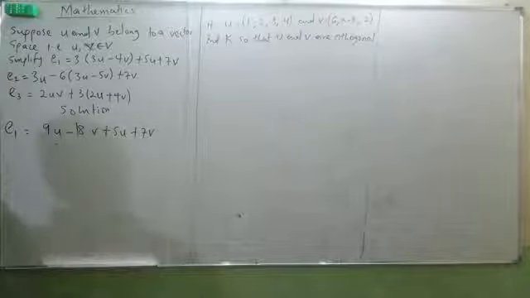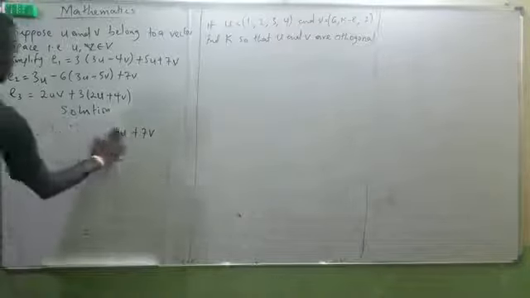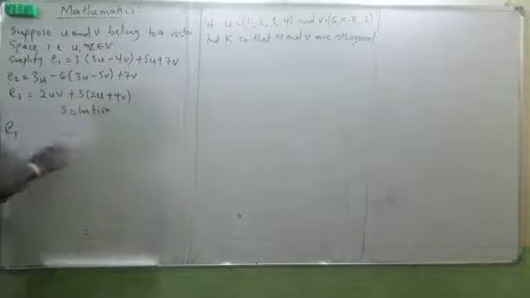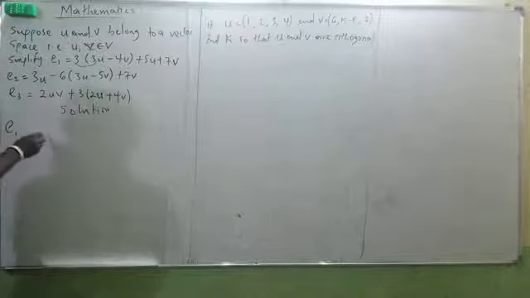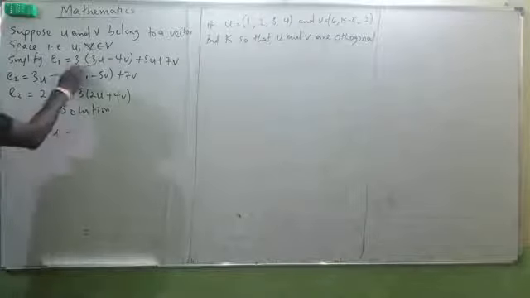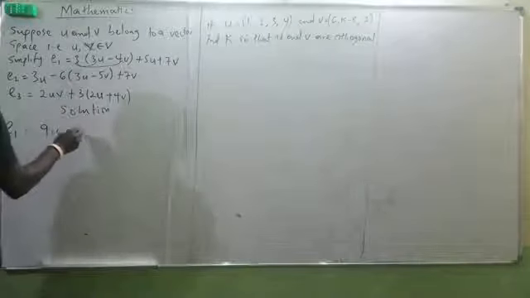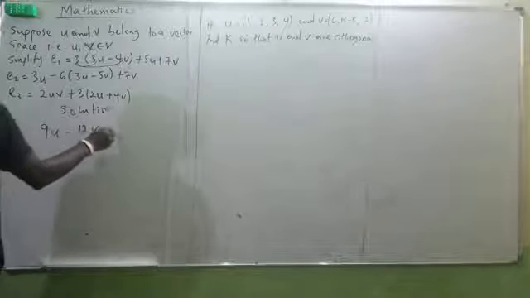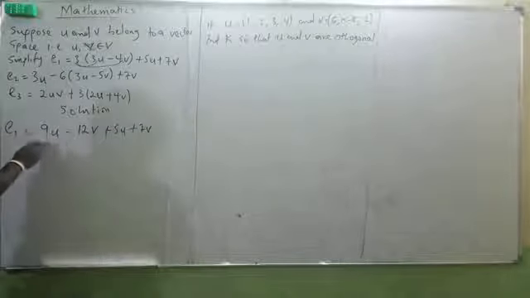Root 3. I hope I'm not making any mistake. Okay, sorry, I made a mistake. I was looking at something there. Now, u1 will be this times this. It will give me 9u minus this times this. It will give me 12v minus 5u plus 7v. Now, let me collect like terms.